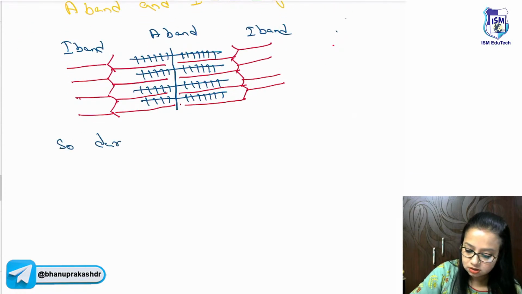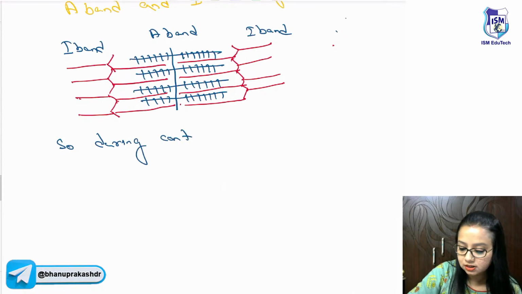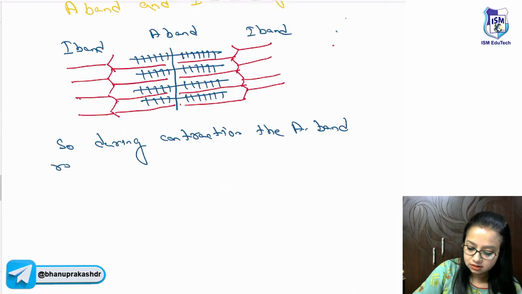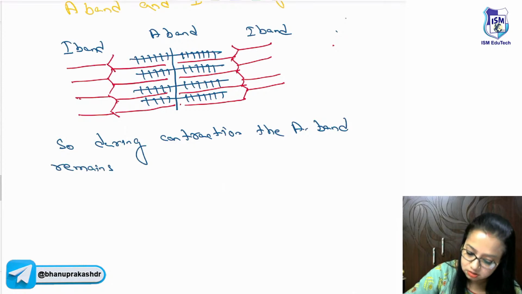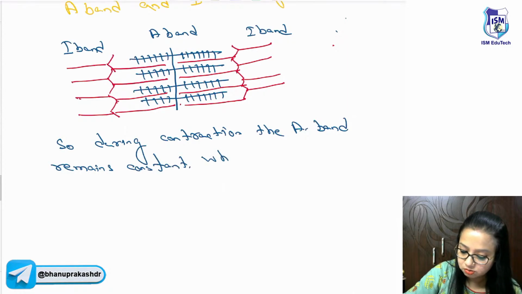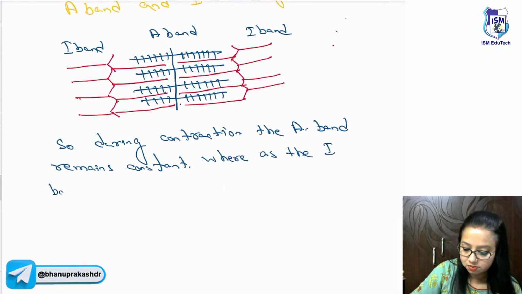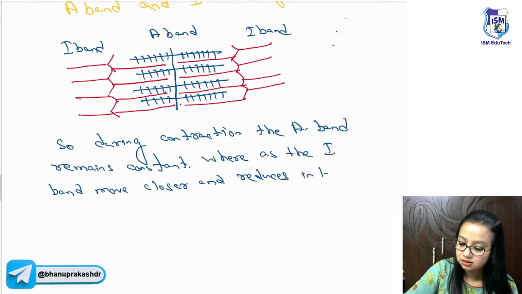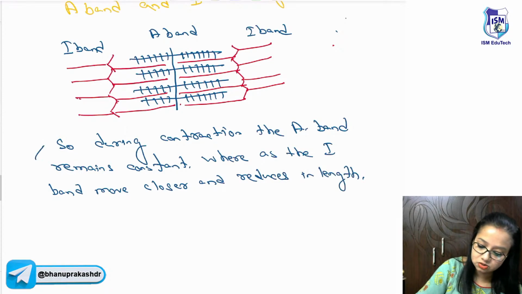So during contraction, the A band remains constant, whereas the I band moves closer and reduces in length, right? This is what is happening.